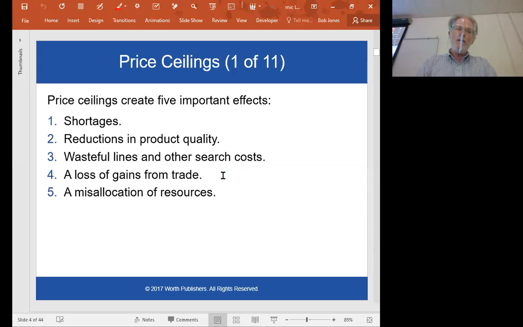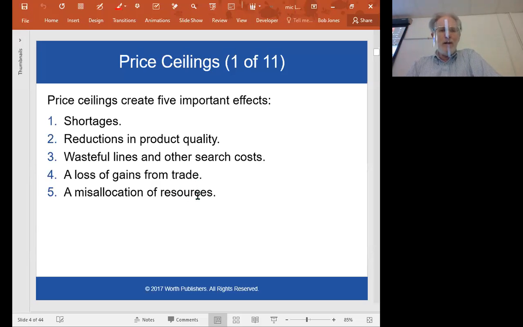Also, we're going to see there's a loss of gains from trade. Okay? You let the price mechanism work, gains from trade are maximized. We're going to see very clearly when you don't let it work, then the gains from trade will be reduced, which means people are worse off. When we talk about ceilings and floors, it's not a question of do we want to help consumers or do we want to help producers? Okay? They hurt everybody. They hurt everybody.